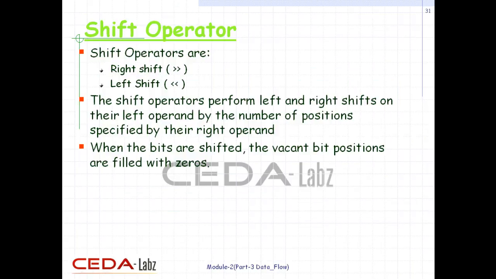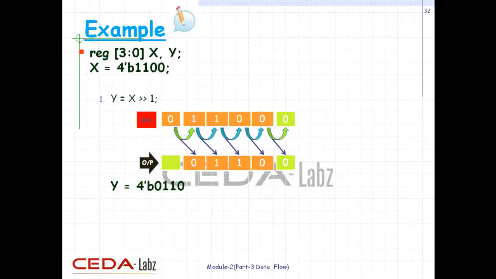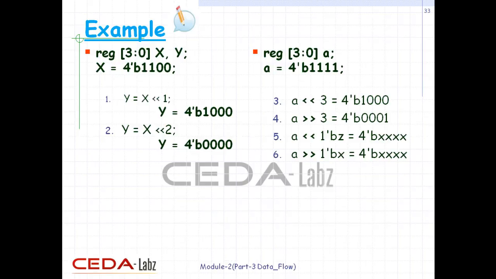Shift operators are right shift and left shift. Regular shift operators shift a vector operand to the right or the left by a specified number of bits. When the bits are shifted, the vacant bit positions are filled with zeros. Shift operators do not wrap around. An example showing how a shift operator works. Some more examples showing use of shift operators.